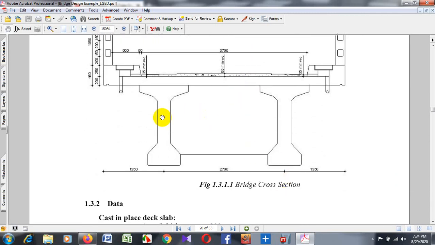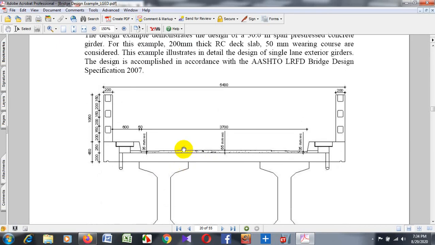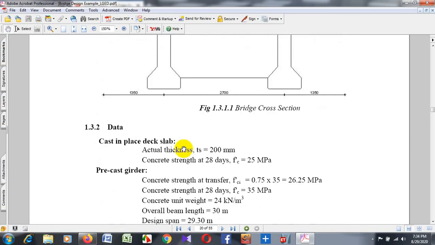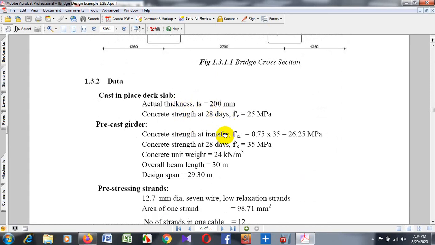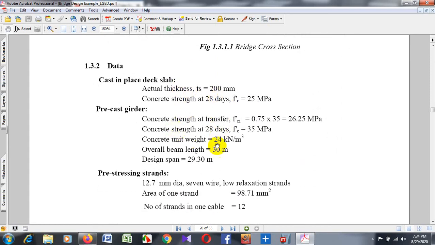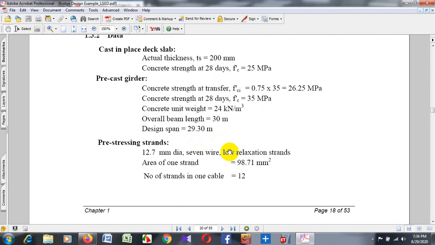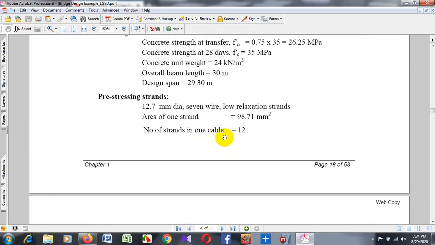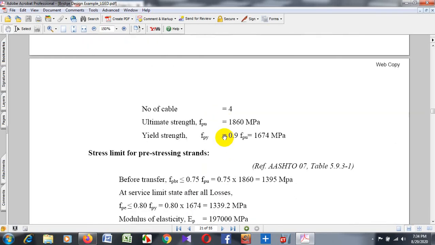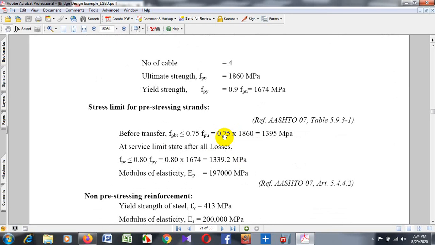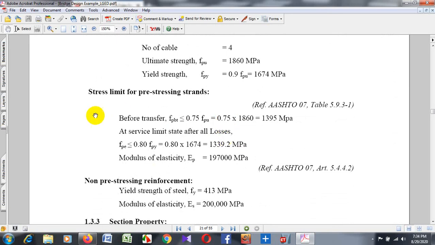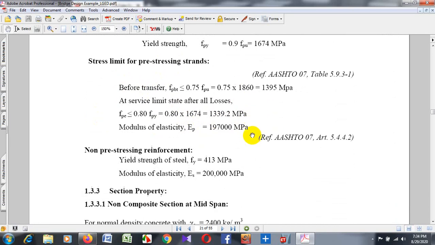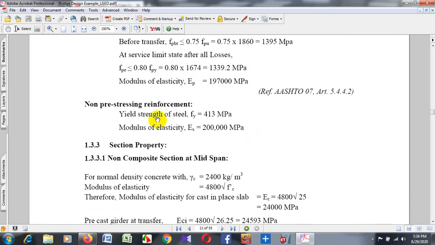These are the bridge cross sections. Data: cast in place deck slab, precast girder, pre-stressing strands. Stress limit for pre-stressing strands before transfer and after transfer. Stress limit at service state after all losses. Modulus of elasticity. Non-pre-stressing reinforcement.